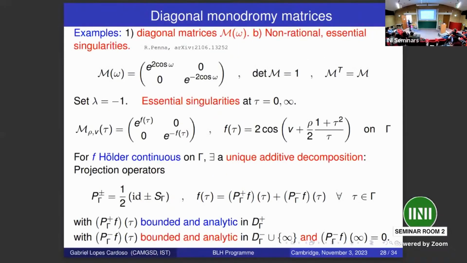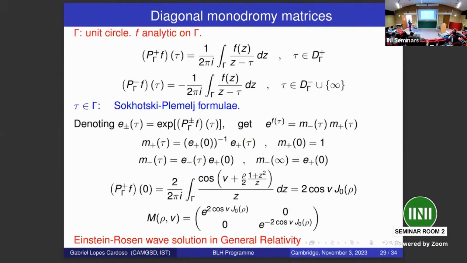So you have this decomposition. So M plus will be given by the exponential of P plus, M minus will be given by the exponential of P minus. Remember that you have to normalize things. Now, let's look at M minus. That's the one that will give rise to the space-time solution. M minus is the exponential of P minus times the normalization factor. P minus at tau equals infinity vanishes. So you're just left with the normalization factor. The normalization factor is given by P plus at tau equals 0.